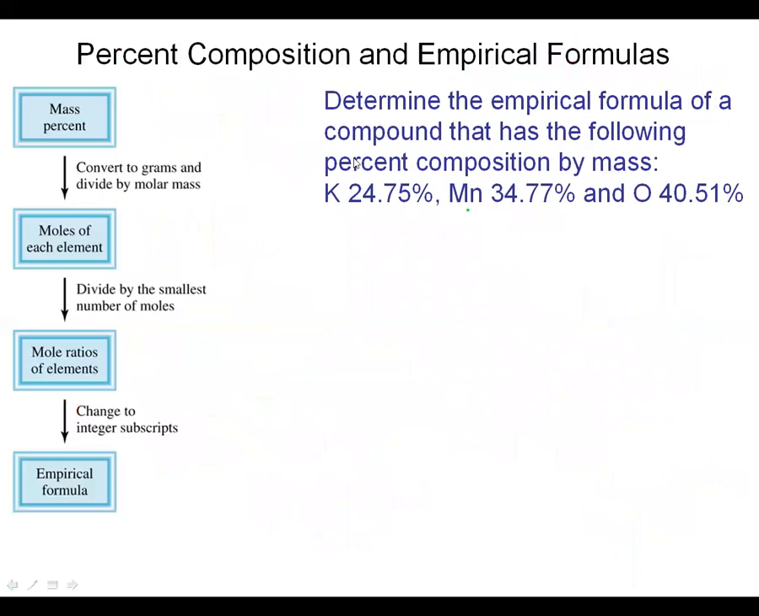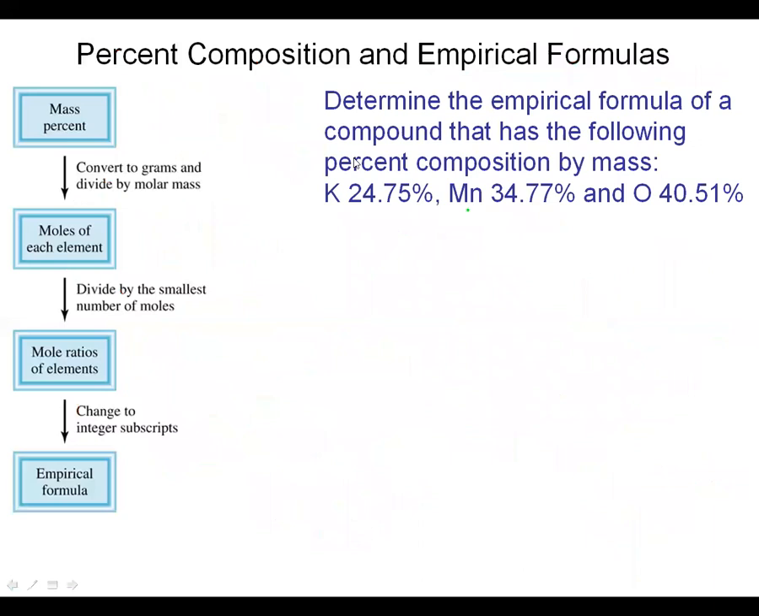So if we wanted to determine the empirical formula of a compound that's made up of 24.75% potassium, 34.77% Mn, and 40.51% oxygen, we would want to follow these steps. So let's go through these steps.